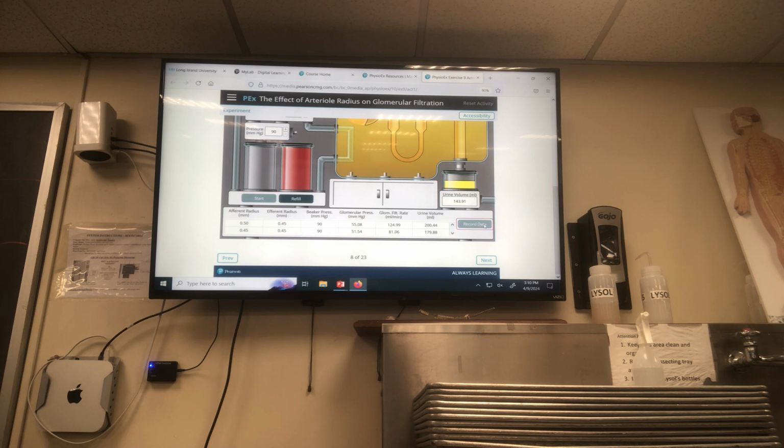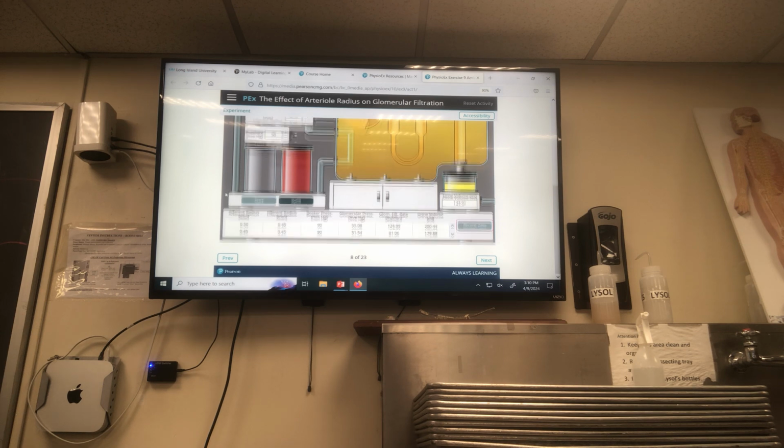So click on record data and let's compare. When it's 0.40, what happened to glomerular pressure? It went down to 48 compared to before. So now do we see a trend? A trend of everything going down, glomerular filtration pressure, glomerular filtration rate, very good.